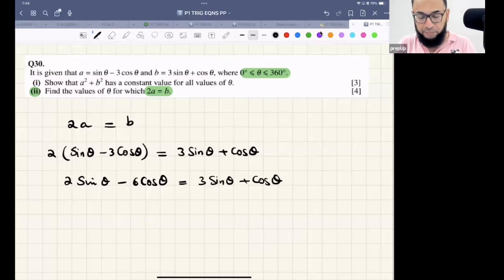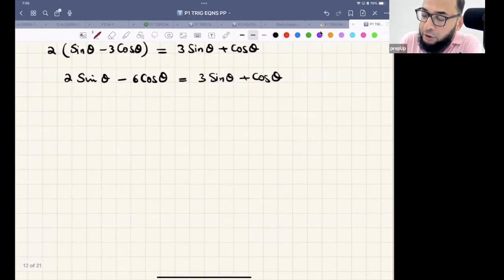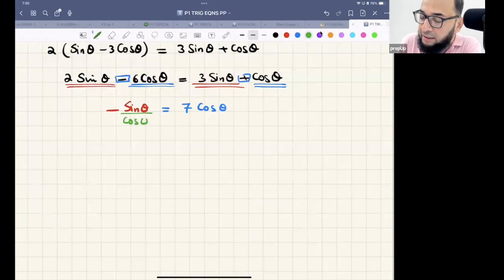Let me adjust the pencil for a second. Okay. So now this is 2 sine, 3 sine, that is negative sine theta. This is negative 6 cosine theta. This is positive cosine theta. Taken to the other side, that is positive 7 cosine theta. Divide by cosine theta, divide by cosine theta. So therefore we have negative tangent theta equals 7.